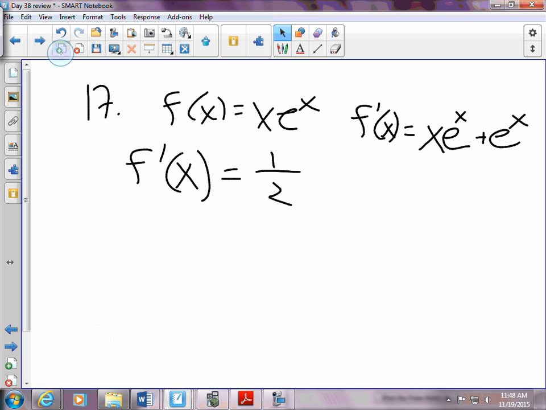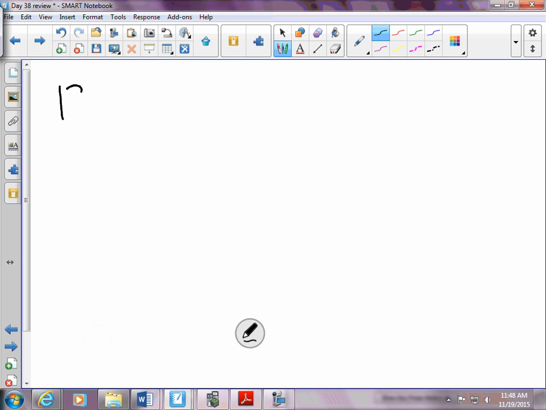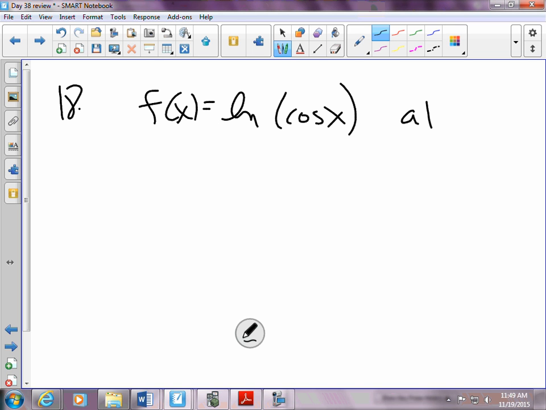I like that one. So 18, again, you got to get through the words. It says, what is the slope of the tangent to f of x equals the ln of cosine x at pi over 6? So they're asking us for the derivative at pi over 6. Okay? But first you have to get the derivative.